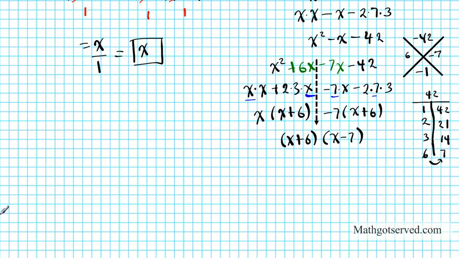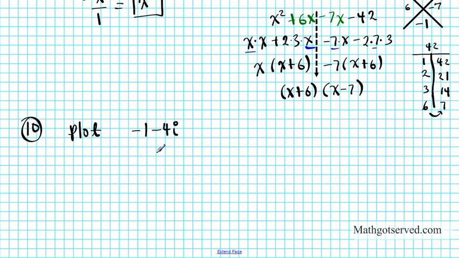Alright, let's move on to question number 10. We're going to be graphing complex numbers. Plot -1 minus 4i. Alright? So how do you graph a complex number of this nature? Well, it's not that complicated. Just think of the real part as the x-coordinate and the imaginary part as your y-coordinate. So what we're basically graphing is we're going to plot -1, comma, -4. Can you graph this point?